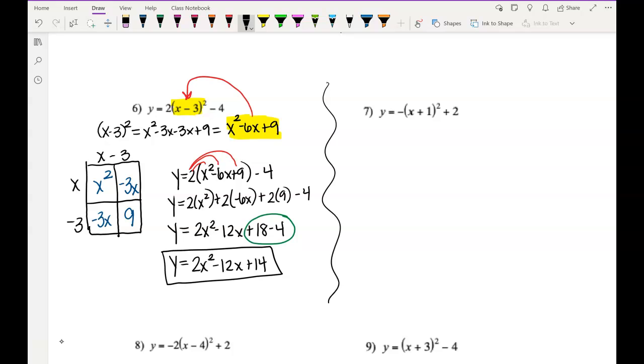All right, number 7, y equals negative 1 times the quantity x plus 1 squared plus 2. So again, we're going to start with this x plus 1 squared. What does that equal?